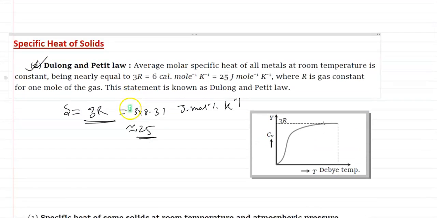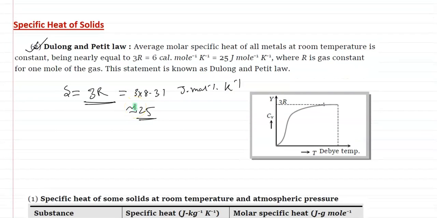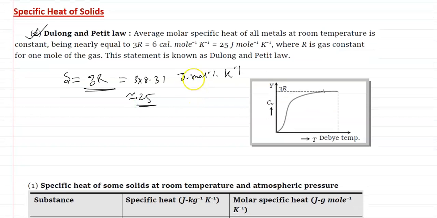Okay, so in case of solids, according to the Dulong-Pettit law, the molar specific heat of all metals, only for metals at room temperature, is constant and nearly equal to 3R. But actually that does not happen. The specific heat versus temperature graph is like this. This is not constant. At high temperature specific heat becomes 3R, but at low temperature it varies like this.